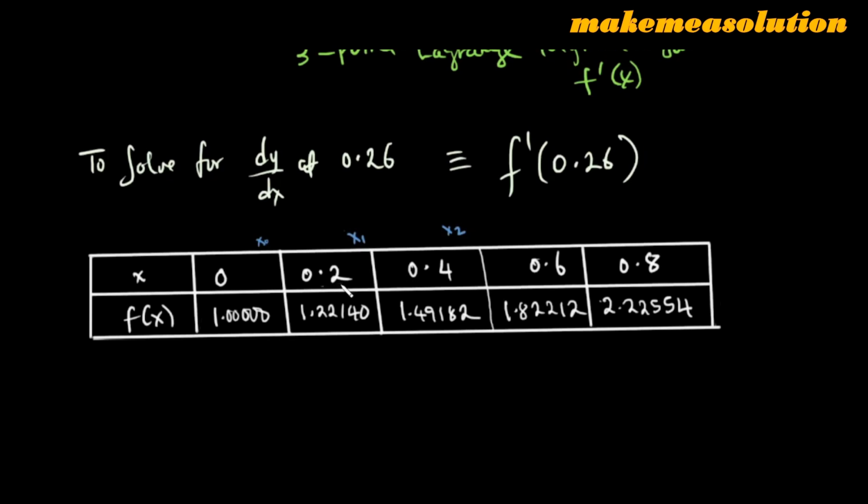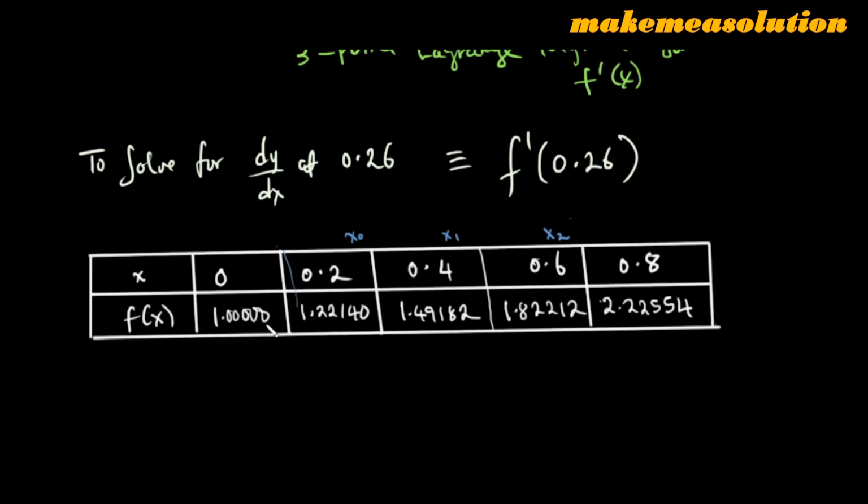So the point that is closest to 0.26 is 0.2. It's closest from the left. Is that okay? So 0.2, then you can use 0.2 and 0.4. Someone else can decide, for this particular arrangement, to choose his 3 points as 0.2, then 0.4, and 0.6. So your x0, x1, x2 is 0.2, 0.4, 0.6. So these are the 3 points that you'll be working with.